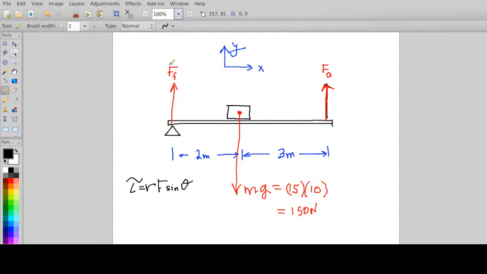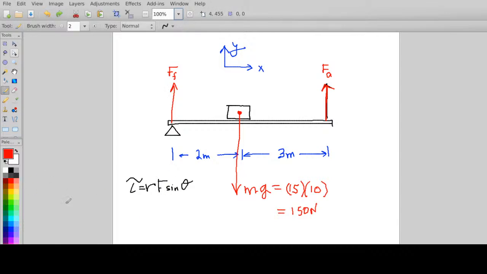Now, each one of these forces, all three of them, can have a torque associated with it. You just calculate RF sine theta for each one of them, and worry about whether they're clockwise or counterclockwise. We'll get to that in a second. But then when you add them all up, the clockwise torques have to balance against the counterclockwise torques. So let's go ahead and do that.